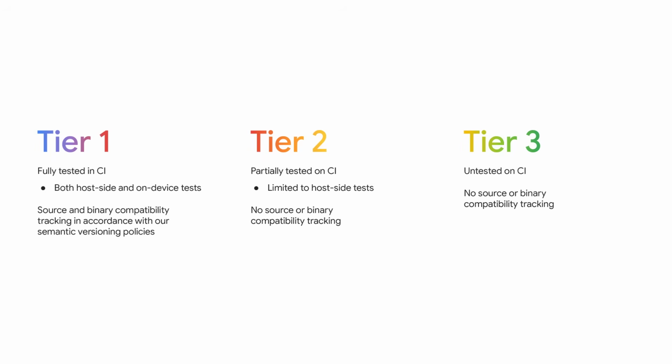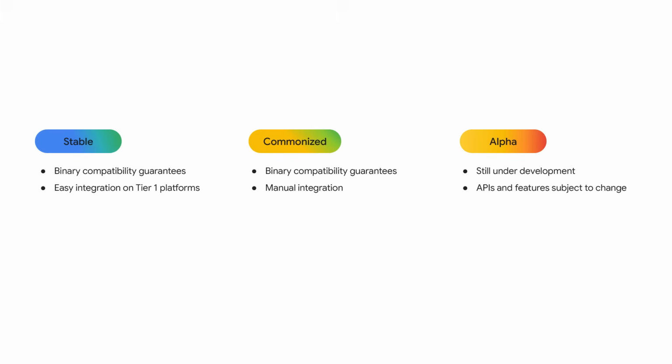The levels of support in each tier are as follows. Tier 1, our highest level of support. It's fully tested in CI and comes with strict binary compatibility guarantees. Tier 2, it comes with limited testing with host-side tests, but no binary compatibility guarantees. And Tier 3, we ensure we don't use any APIs during development that would block usage on those platforms, but we provide no support.